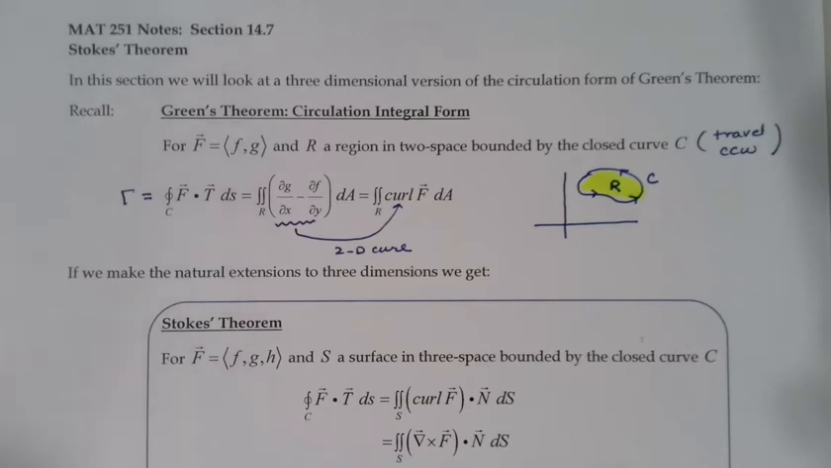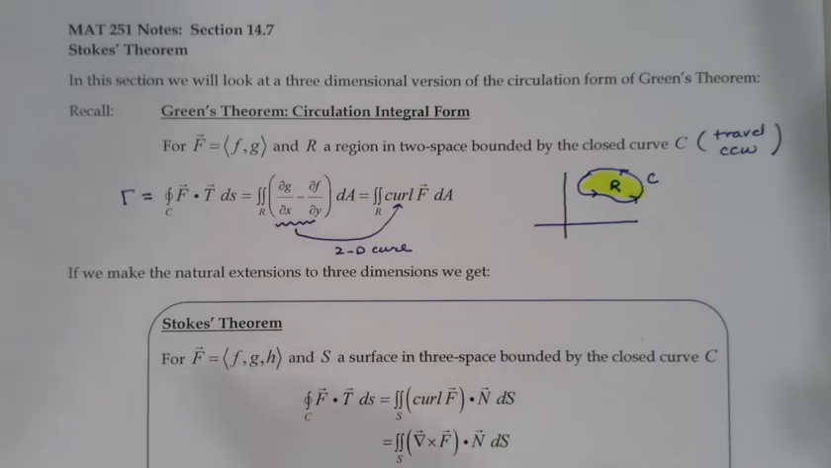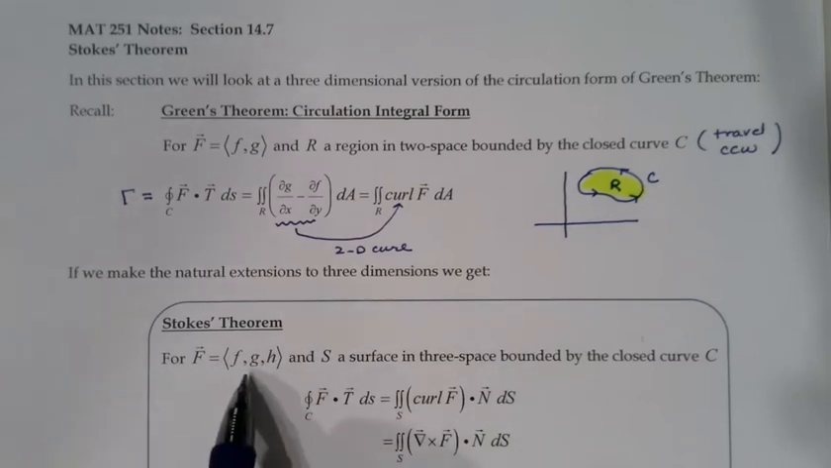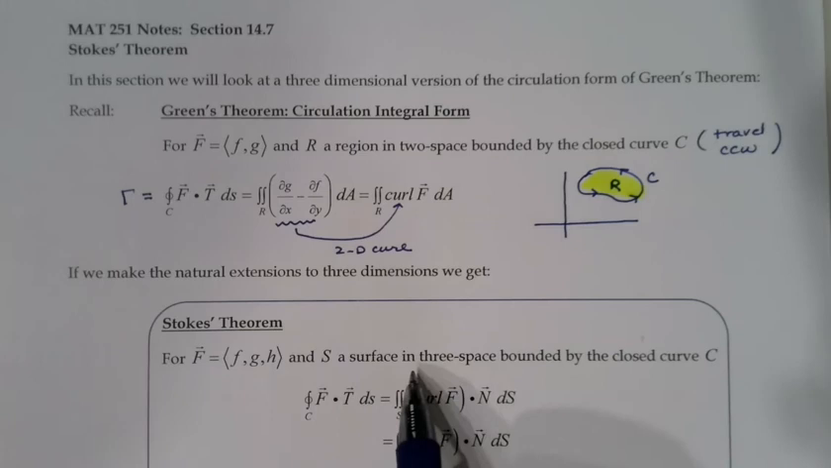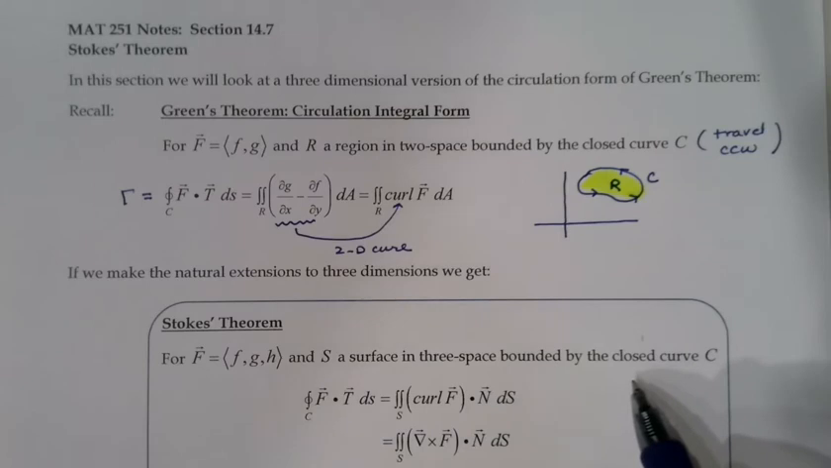All right, how are we going to three-dimensionalize that? Well, to do that, we get this theorem called Stokes' theorem. We're going to now have a three-dimensional vector field. And S is not just a two-dimensional piece, but a three-dimensional surface, not a two-dimensional region, but a three-dimensional surface in three-space, bounded by the closed curve C.